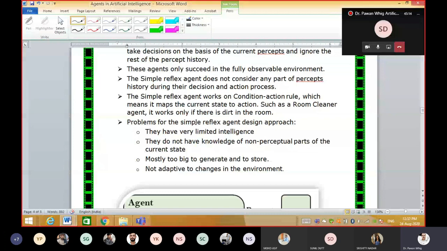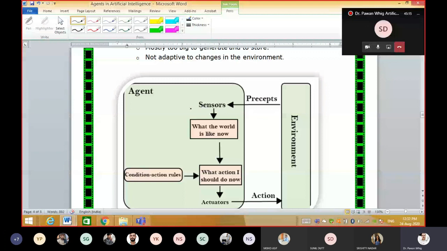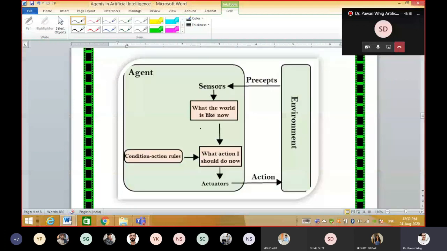This is what we call a simple reflex agent. This is how we can represent it with the diagram. This is the agent. Basically, this is a sensor. It senses the percepts, and then through the actuator it takes an action. This is an environment, like your room, and let us suppose the agent is your room cleaner.